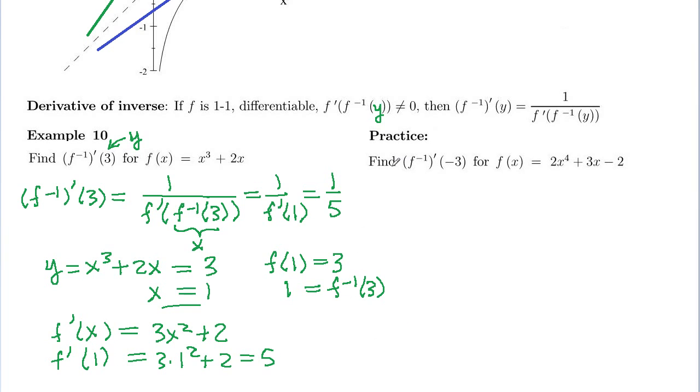So why don't you, for practice, before trying some homework, try this problem. Pause the video for just a second, try this, and then check it against my work.